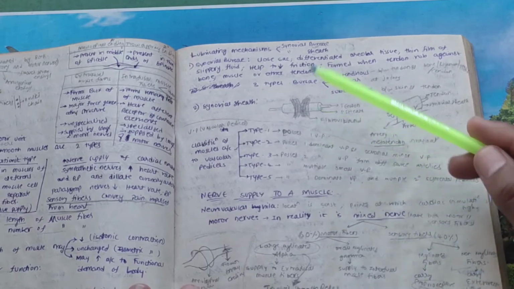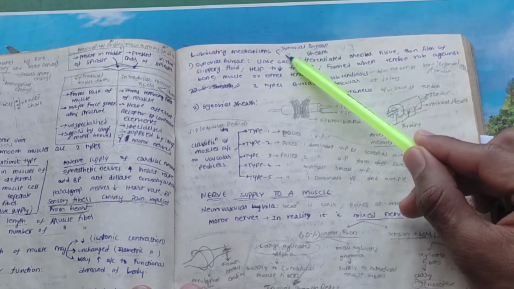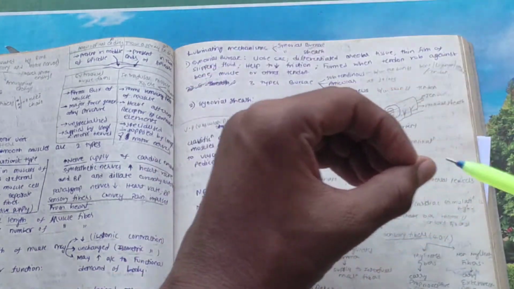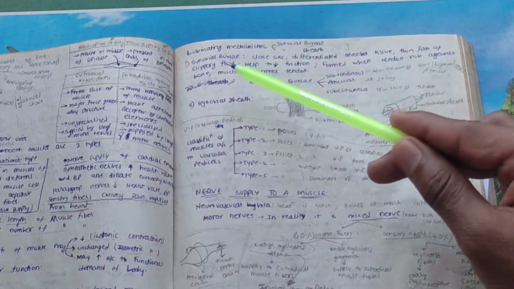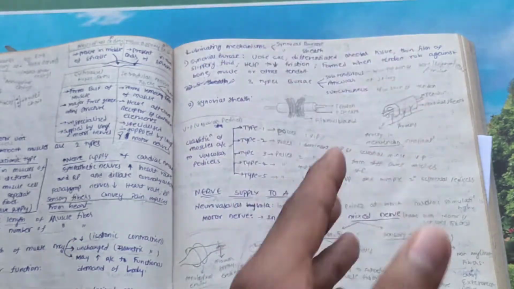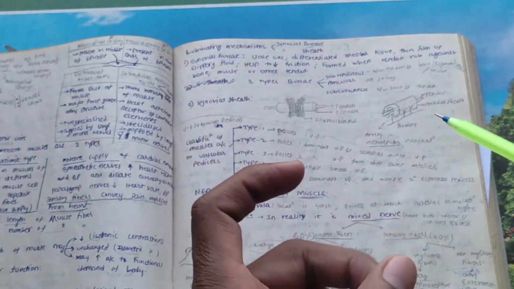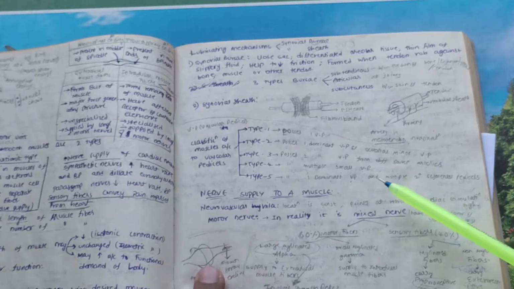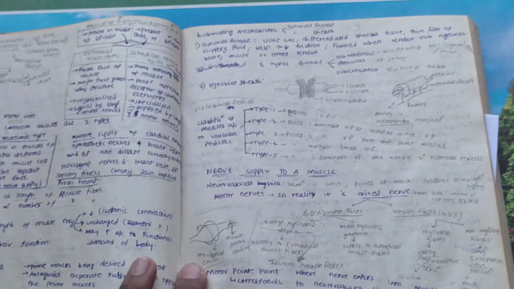Next, lubricating mechanisms. Lubricating mechanisms are of two types: synovial bursa and synovial sheath. A synovial bursa is a bag-like structure filled with slippery fluid. In the same way, a synovial sheath is a membrane between two fibrous bands, which will reduce the friction to bring smooth movements.